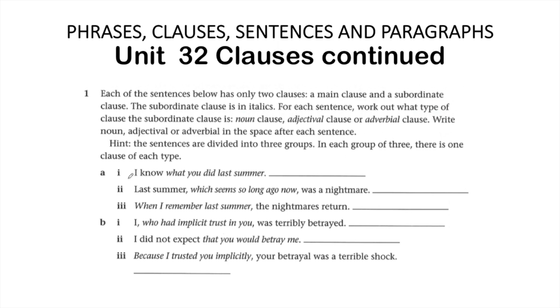Let's have a look at the first one. I know what you did last summer. In this instance, it's a noun, because it's describing what's known. For the second one, last summer, which seemed so long ago now, was a nightmare. It's providing additional information, additional description, so it's adjectival. See how you go with the other ones.